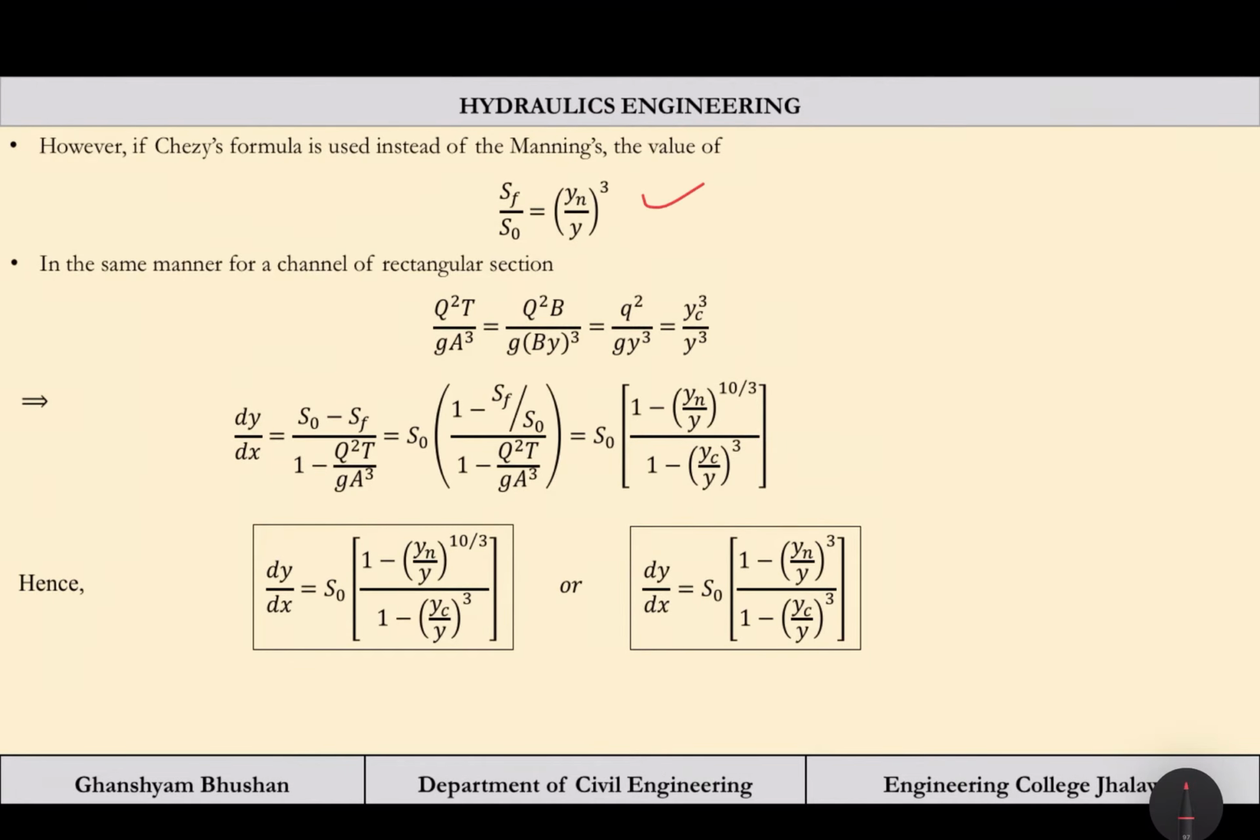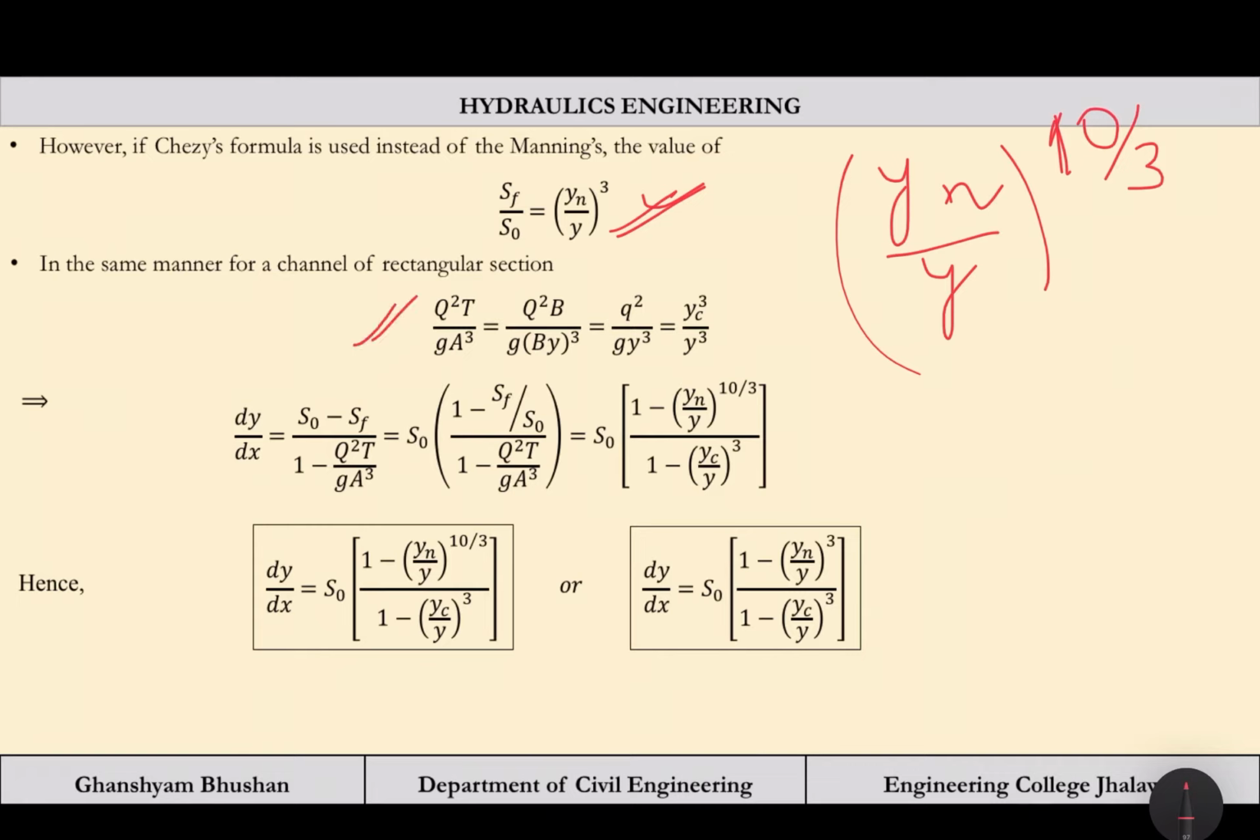Now why have we done this? If Manning's formula is used, you get yn by y raised to power 10 by 3, so the exponent is 3.33, and if you are using Chezy's formula, you will get yn by y raised to power 3. So it is your homework to derive this equation. You just have to rearrange the terms here and there and you will get the values. If you are having any problem, you can ask.